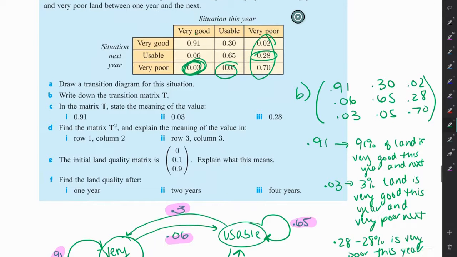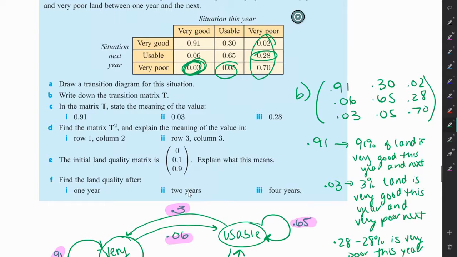The initial land quality matrix is 0, 1/10, 9/10. Explain what this means. So 0 is the proportion of the land that is very good. So none of the land is very good in the beginning. 10% is usable in the beginning, and 90% is very poor in the beginning. Now to find the land quality after 1, 2, and 4 years. So after, you know what? We have this matrix in our calculator already, so I'm going to do these a little bit out of order.